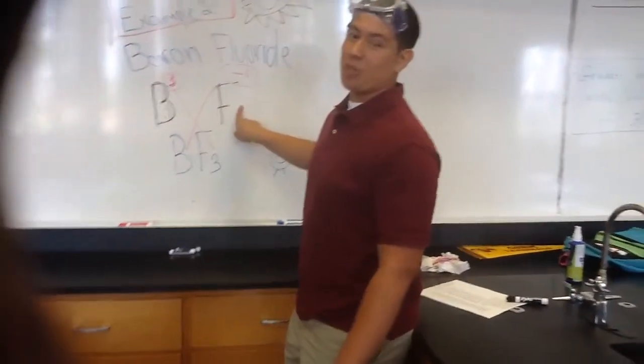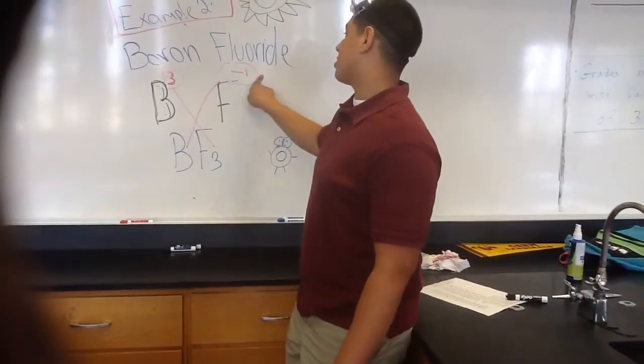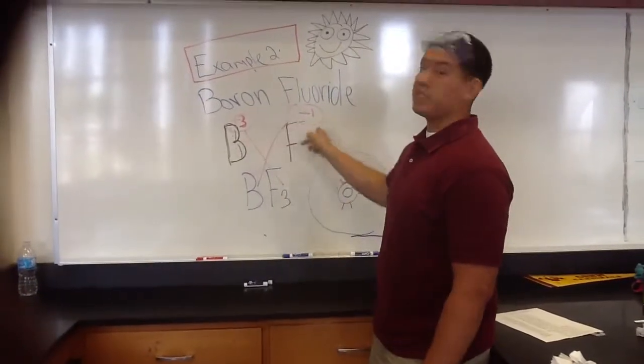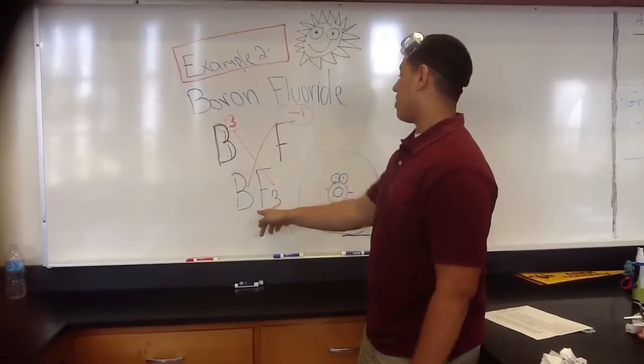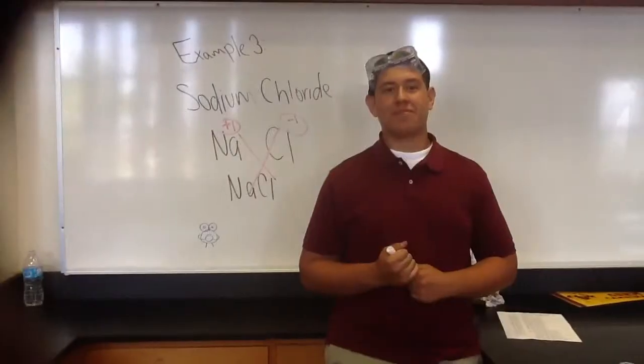Another example is boron fluoride. Boron has a charge of +3 and fluorine has a charge of -1. The two charges switch to become BF3, which is boron trifluoride.